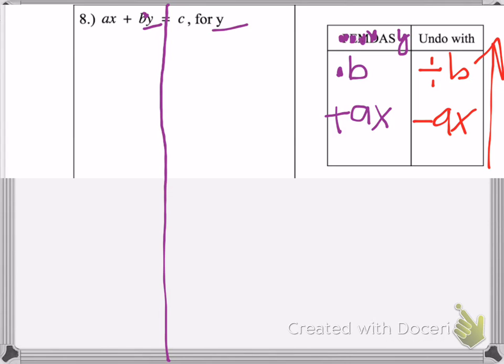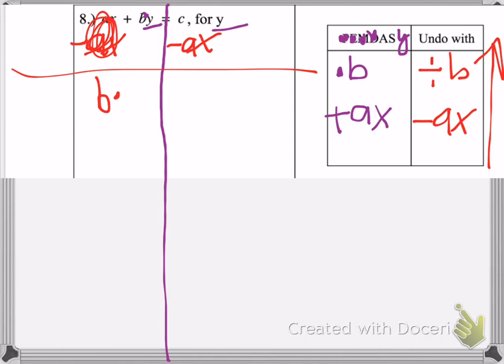So I'm going to subtract ax from the left side, which means I need to subtract ax from the right side to balance my equation. So ax minus ax, that cancels out. We're left with b times y, or just by. We don't have to write the times. We have c minus ax. So that step was done.